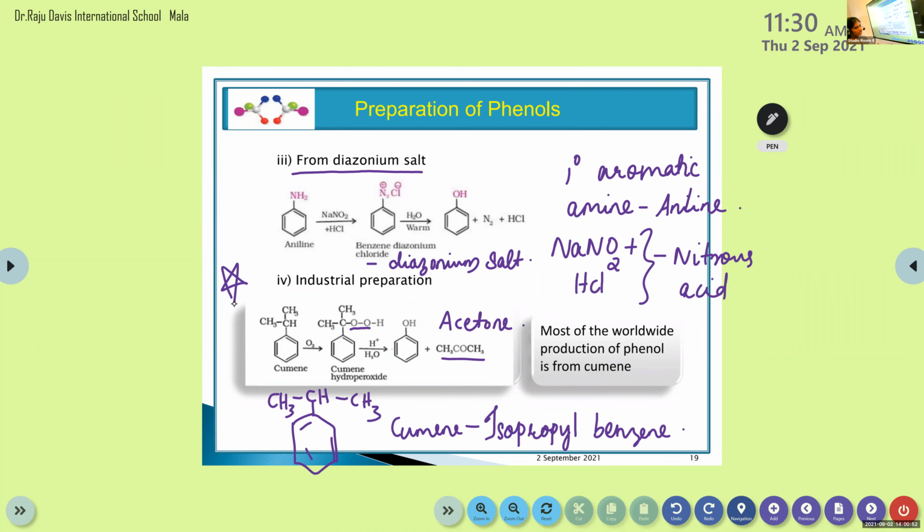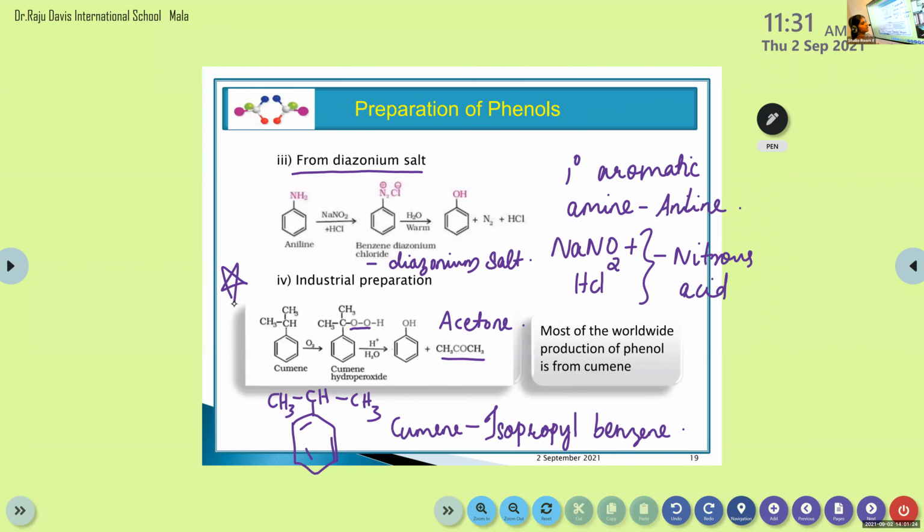Naurin, can you please read the description about the preparation of phenol from cumene? Phenol is manufactured from the hydrocarbon cumene. Cumene or isopropyl benzene is oxidized in the presence of air to cumene hydroperoxide. It is converted to phenol and acetone by treating it with dilute acid. Acetone, a byproduct of this reaction, is also obtained in large quantities by this method. Okay, so these are the four methods of preparation of phenol.